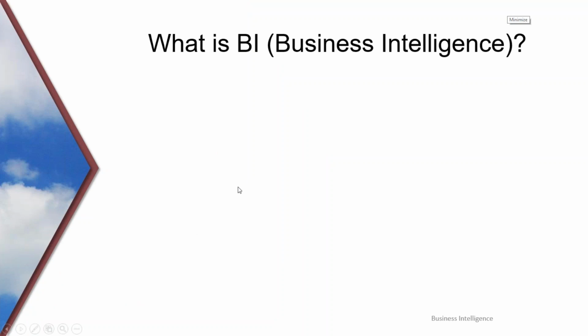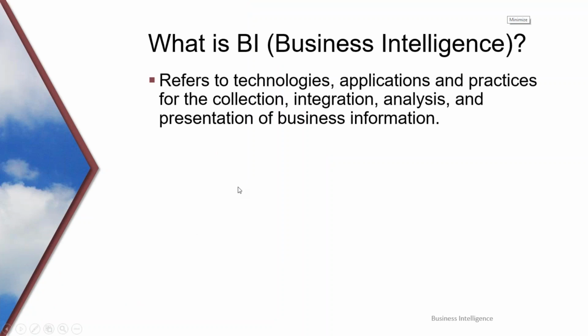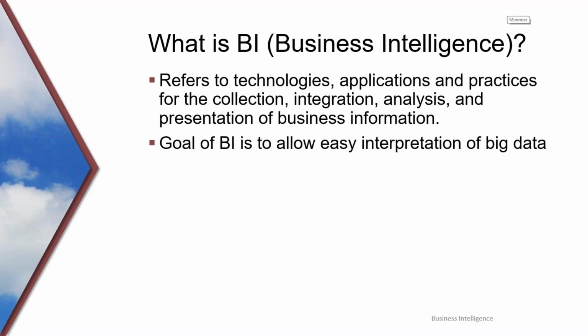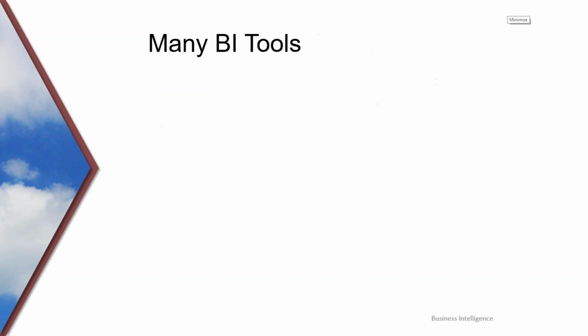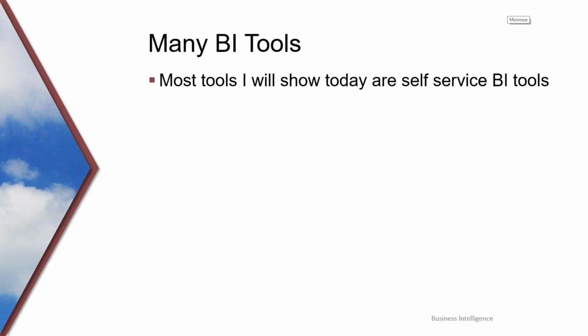What is business intelligence? Business intelligence refers to technologies, applications, and practices for the collection, integration, analysis, and presentation of business information. The goal of BI is to allow for easy interpretation of big data. There are many BI tools, as someone who may or may not use GP, that you would want to use. So I'll be covering some of those tools today.